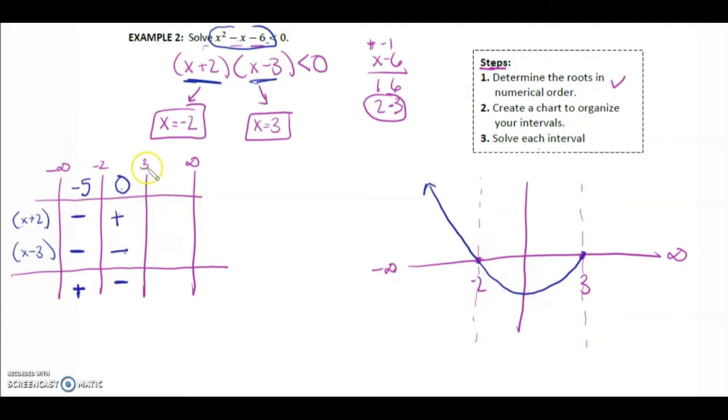Now let's choose a number between 3 and infinity. I don't know, let's choose 10. 10 plus 2 is going to be a positive number. 10 minus 3, also a positive number. Positive, positive yields a positive. So this is now our graph.